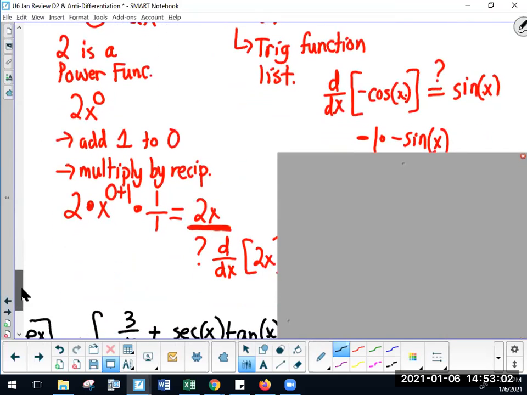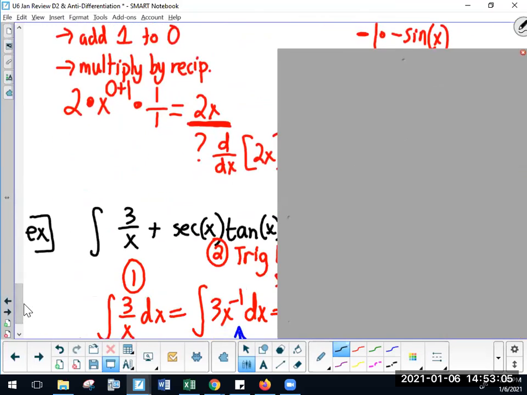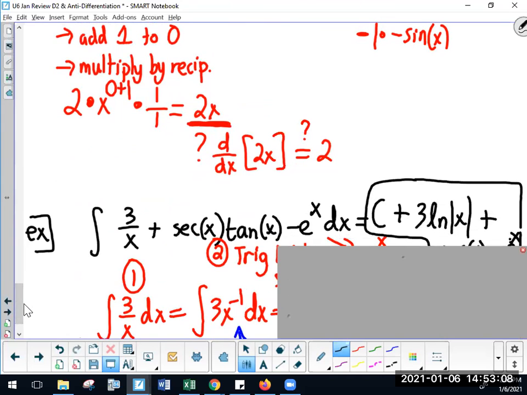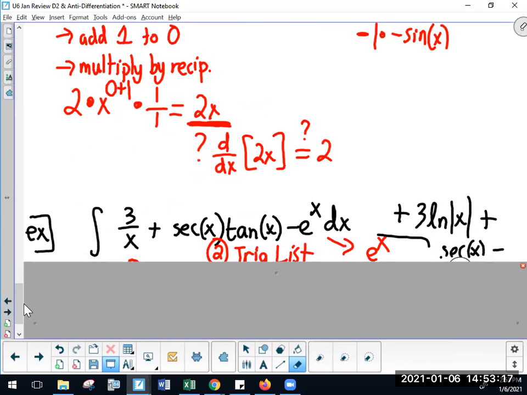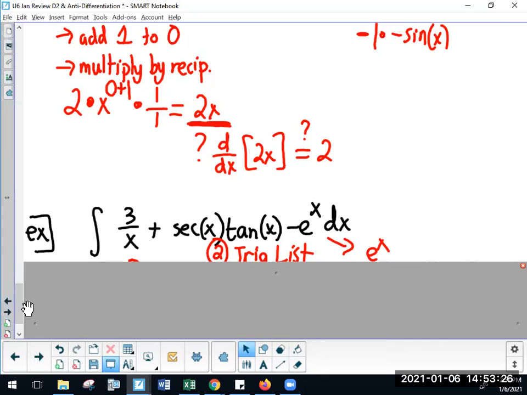So let us speak of the next one. This one's going to go a little bit faster. Okay, so give that a nice look. That is antiderivative of 3 divided by x plus secant of x tangent of x minus e to the x dx. Or, read more helpfully as, find the function whose derivative is 3 divided by x plus secant of x times tangent of x minus e to the x. That's another way you could read this.